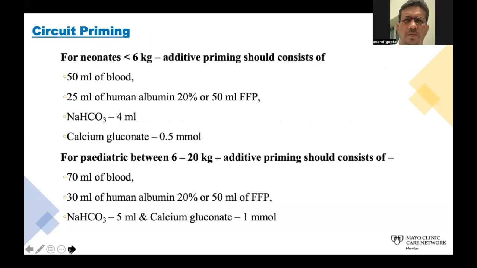For neonates less than 6 kg, additive priming should consist of 50 ml of blood, 25 ml of human albumin 20% or 50 ml of FFP, 4 ml soda bicarb, and 0.5 millimole calcium gluconate. And for pediatric patients between 6 to 20 kg, additive priming should consist of 70 ml of blood, 30 ml of human albumin 20% or 50 ml of FFP, 5 ml soda bicarb, and calcium gluconate 1 ml.